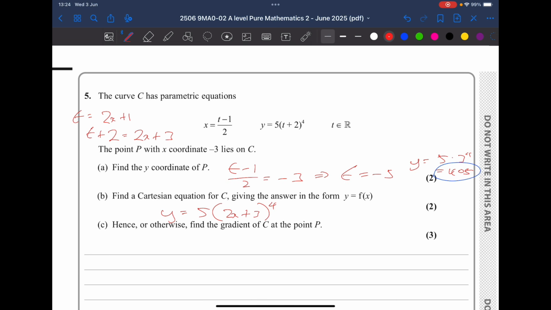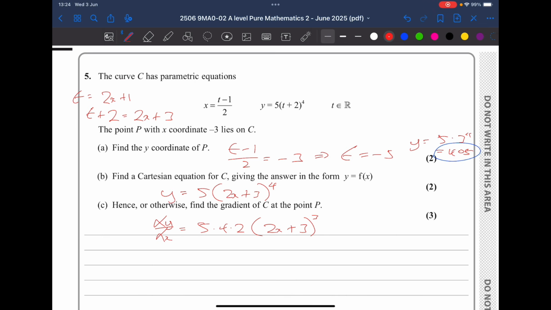Hence or otherwise, find the gradient of C at P. So let's differentiate that. dy/dx is going to be the 5 from the front, the 4 from the power, the 2 from inside the brackets, and then 2x plus 3 to the power of 3. And we want this at the point P. P was at the same point? Yeah, minus 3. What was the t value? Minus 5. So again, minus 5.